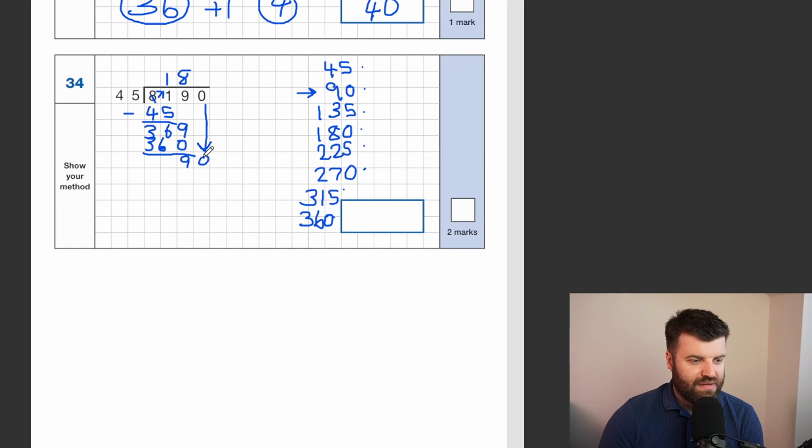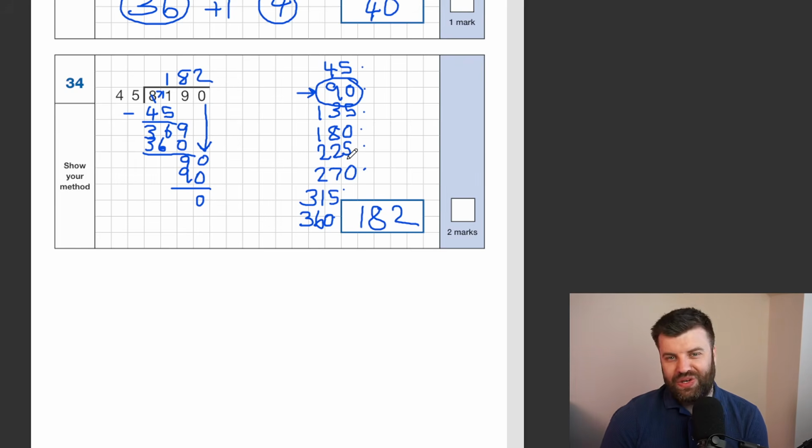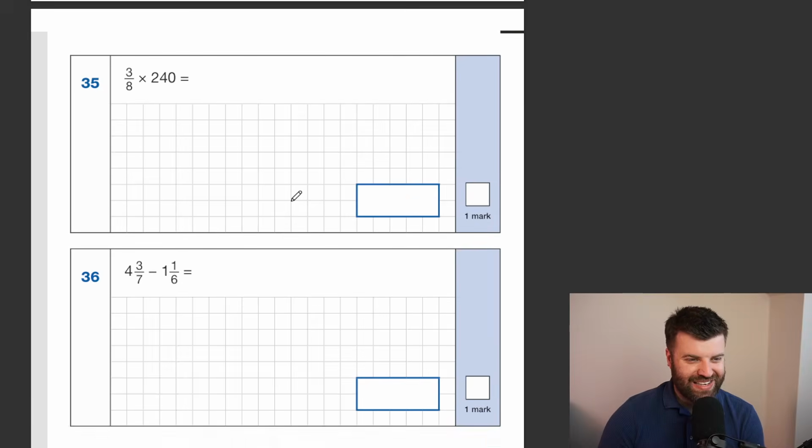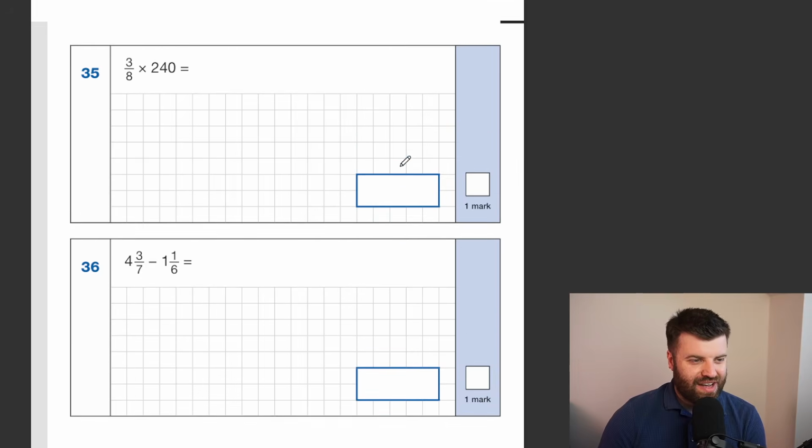Drop down that 0 is 90. How many 45s in 90? It's right here. It's exactly 2. So I put my 2 at the top. I take away that 90. There's nothing left. We are done. There are 182 45s in 8,190. My goodness me.